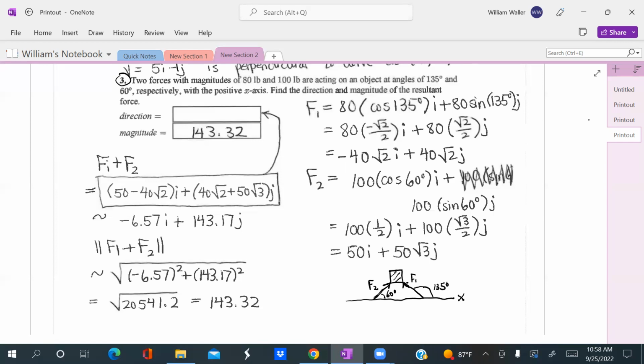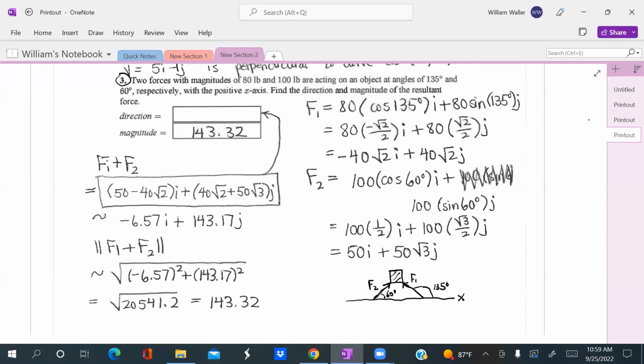Times its direction angle, which is 135 times i, right? And then 80 plus the sine of its direction angle, which is 135 again, times j. And then it's just a matter of simplifying this expression. This is not difficult to simplify. You just have to compute cosine of 135 and sine of 135. These are both special angles, so it's easy to compute their cosine and sine in exact terms.